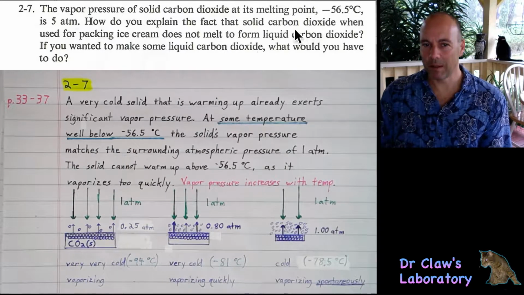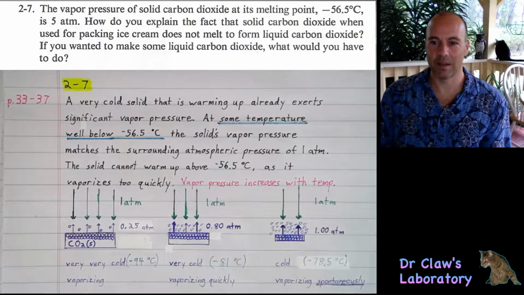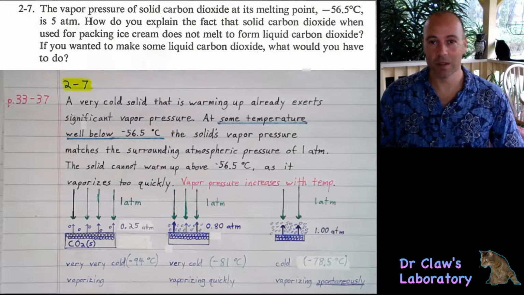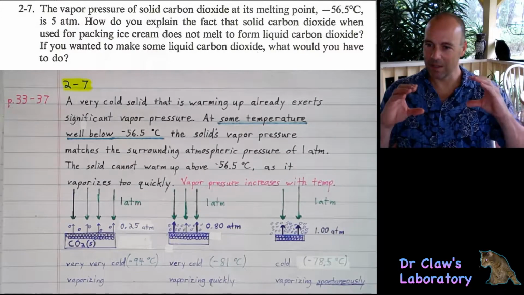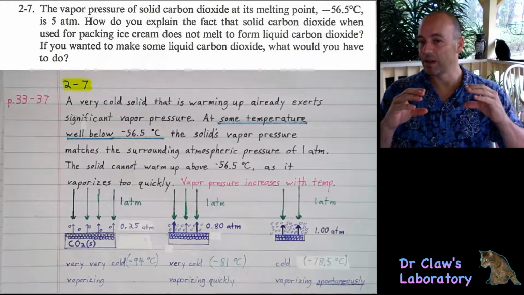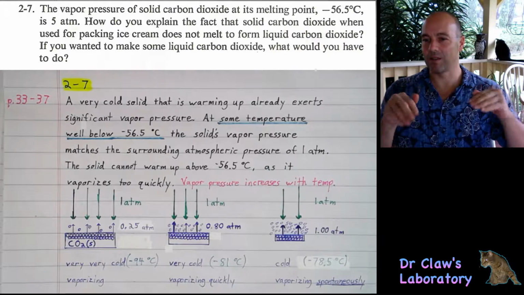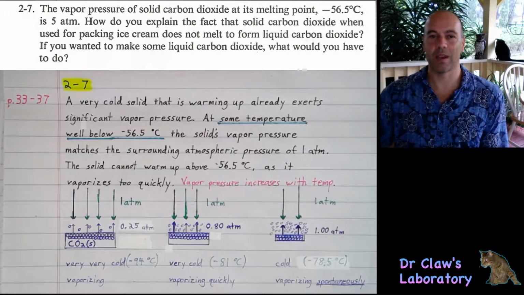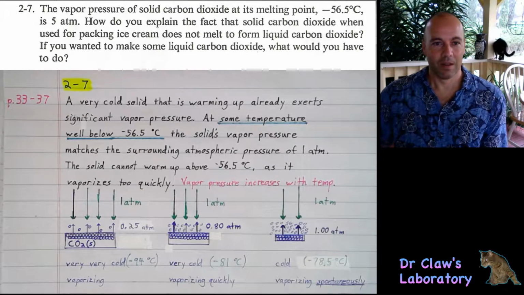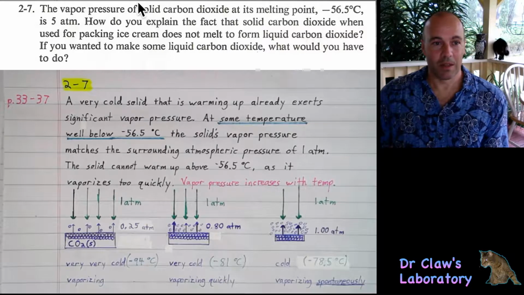You've probably all seen solid carbon dioxide. That's dry ice. Dry ice is very useful for packing foods because not only is it very cold, but when it warms up, it doesn't really melt. It just evaporates directly into the gas phase. So why does it do that? That's what this problem is concerned with.